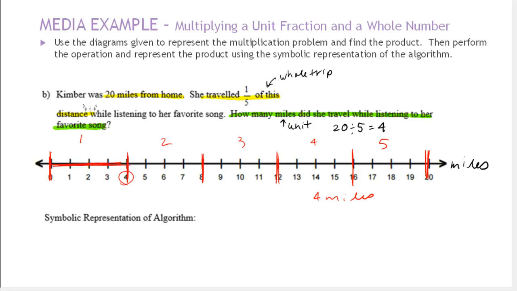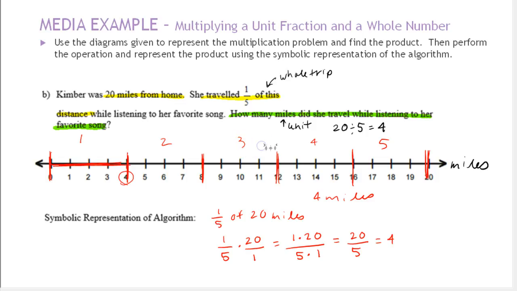So again, in terms of our symbolic representation, we're saying 1/5 of 20 miles, that's what we're trying to find, 1/5 of a copy of 20 miles. Well, that means we're going to multiply 1/5 times 20, multiply the numerators, multiply the denominators. We have 20 over 5. Simplify the result. 20 divided by 5 is 4, and our answer is 4 miles.